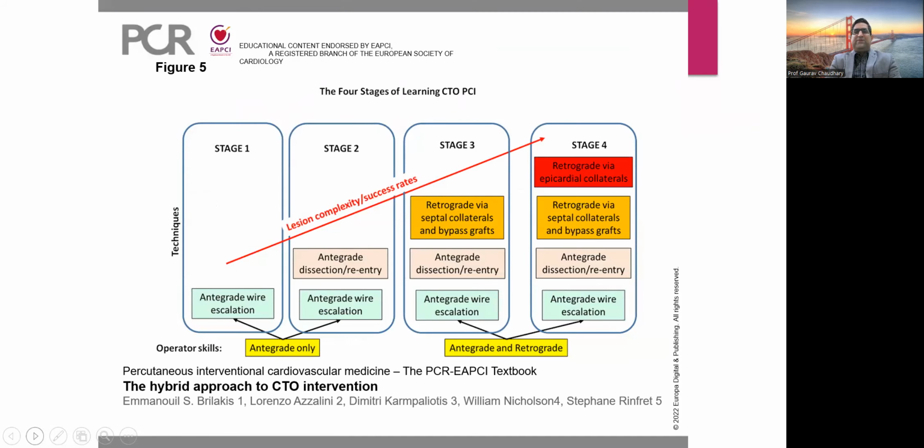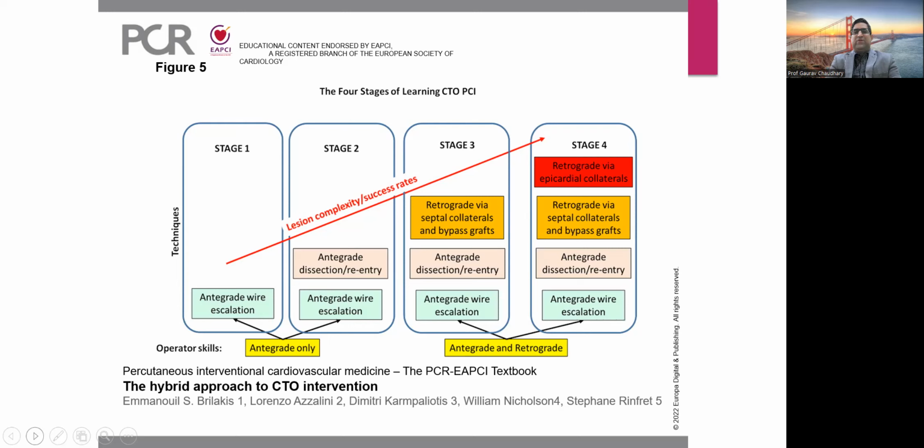First of all, we have to keep in mind there are various stages of learning of a CTO. In stage one, the young operator should go with the antegrade wire escalation techniques, and go beyond that once he is well versed, to antegrade dissection re-entry. After reaching stage two, we can go to stages three and four. In stage three, we should keep in mind the pace tolerance curve. That means we should increase our pace, and once we are well versed in antegrade CTO technique, we can go ahead with retrograde PCI, because this requires better skill.